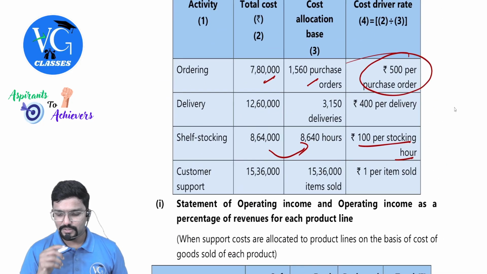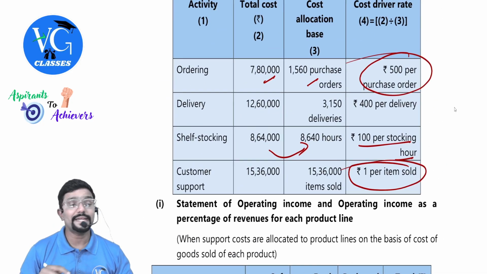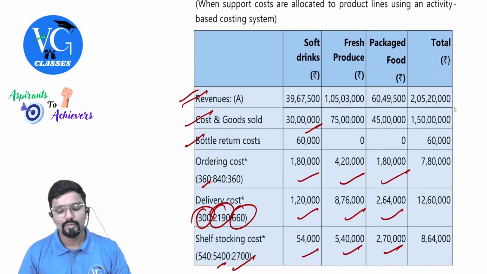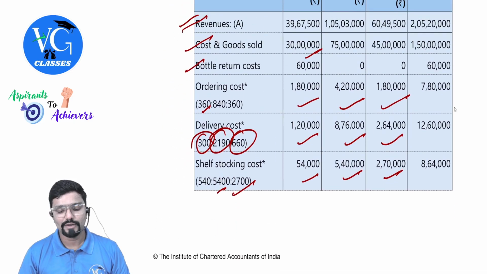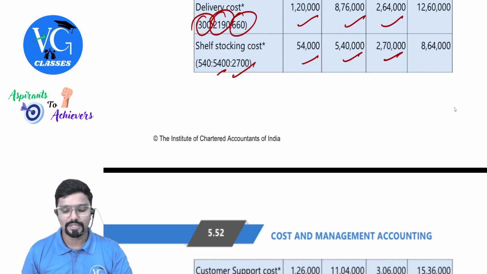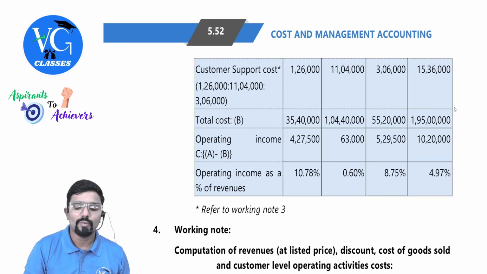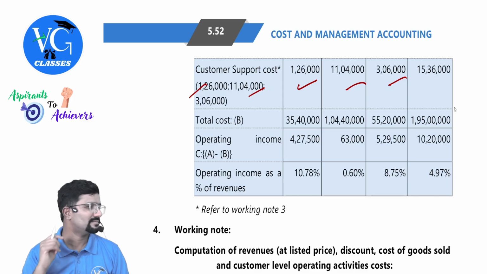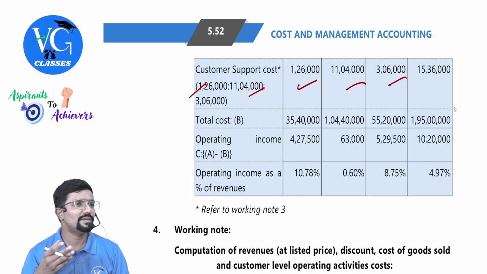Customer support cost. How much is that? 1 rupee per item sold. Units sold is given in that first table itself. Take it. 1 into 540. 1 into 5,400. This is done. Sorry, 1 into 1,26,000. 1 into 11 lakh 4. Write the same amount. Because it is into 1, you need not use the calculator and waste time.